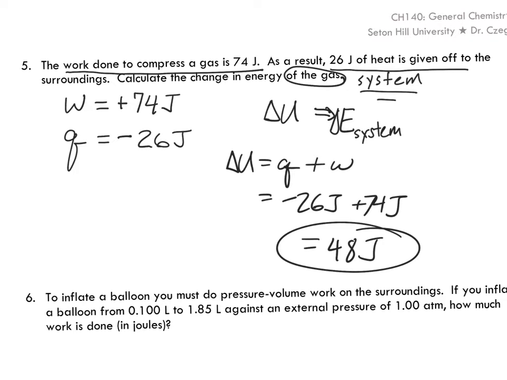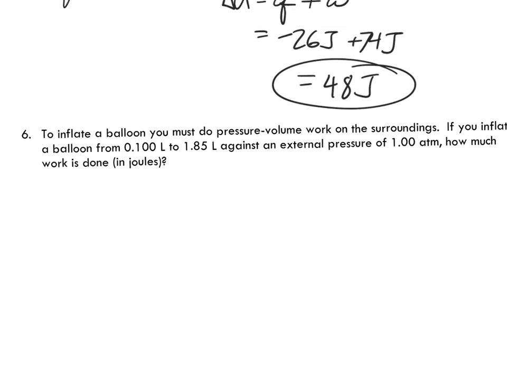Mathematically, this problem is very simple, but you may get it wrong if you did not get the sign right. So getting the sign right, a positive work and a negative heat, is really important to getting the answer to this problem right. Okay, let's try number 6.